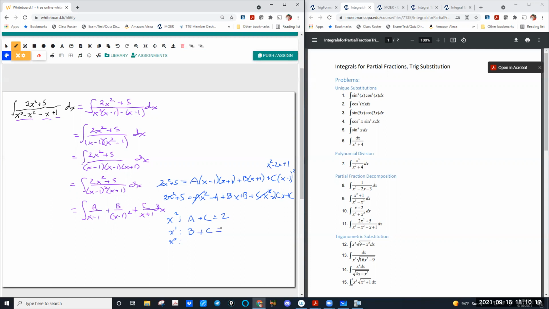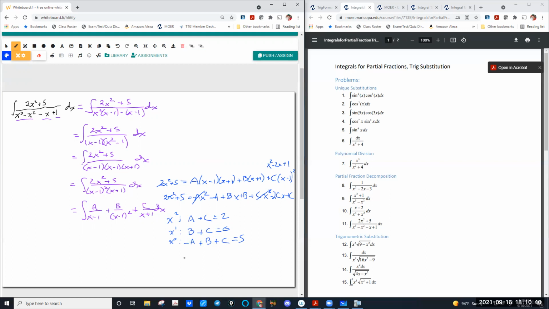There are no X's, so that equals 0. And then we have our constants. We have negative A plus B plus C, and that has to equal 5. We need to solve this system. I want to show you how to do a system with your graphing calculator.